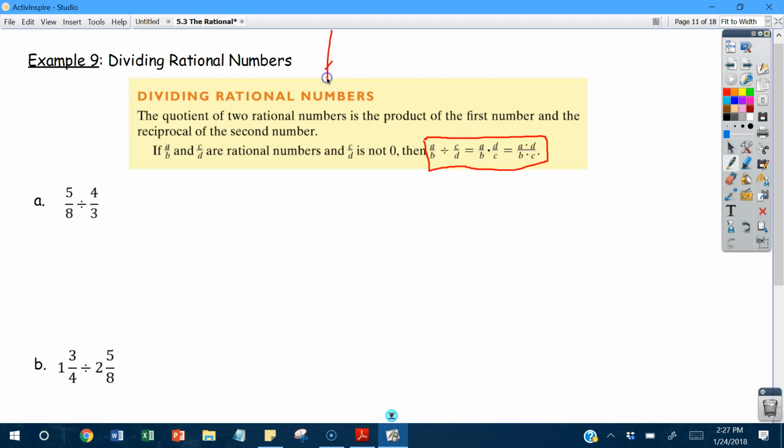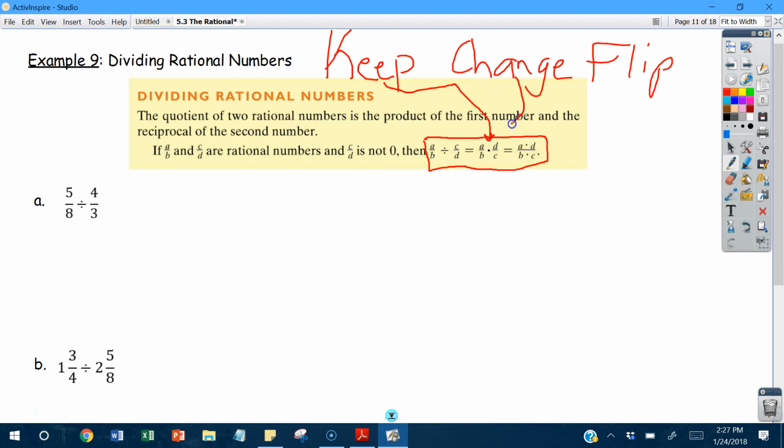I like to call this, there's a little common saying, we call it keep, change, flip, or KCF, where you keep the first thing the same, so that A over B, you change the sign, and then you flip the second fraction. So you change the division to a multiplication, you flip the second fraction, and then if you do that every time, it works just like a multiplication problem. So we can do this here. We can take this problem, and we keep the 5/8 the same. We change the division sign to a multiplication sign, and then we flip the second fraction. And now this becomes a problem just like in example 9.